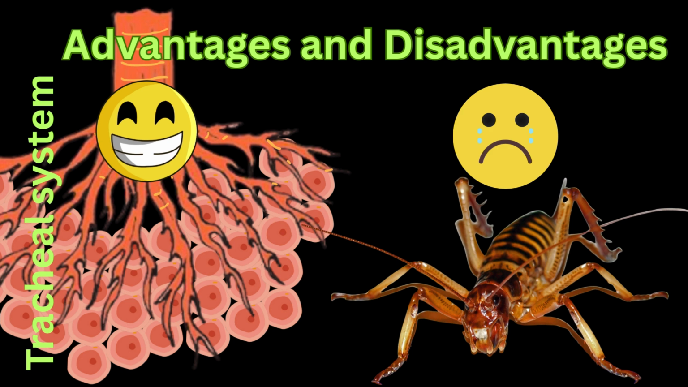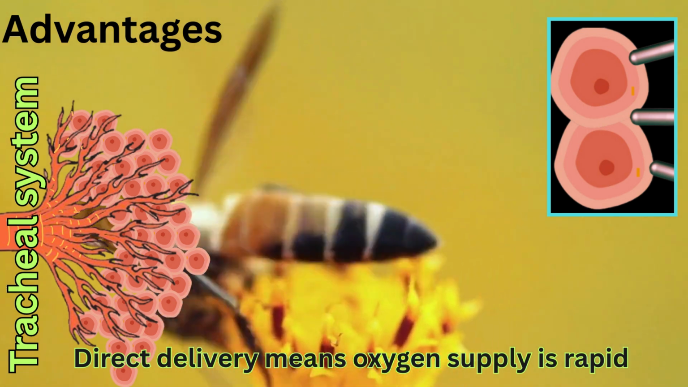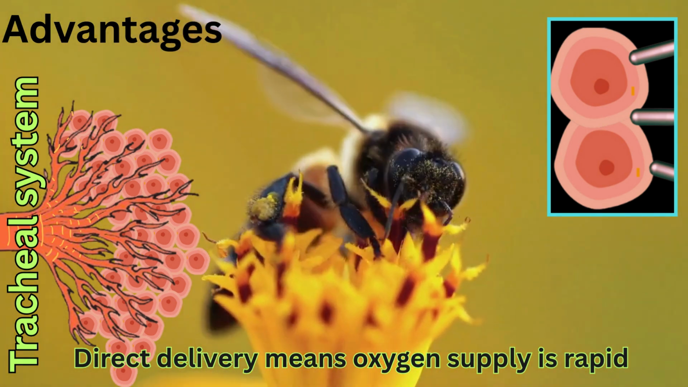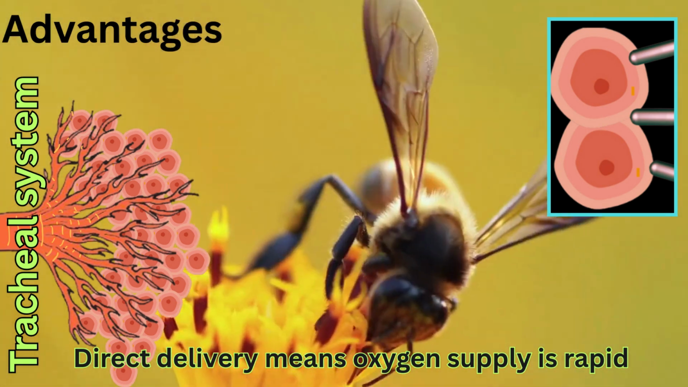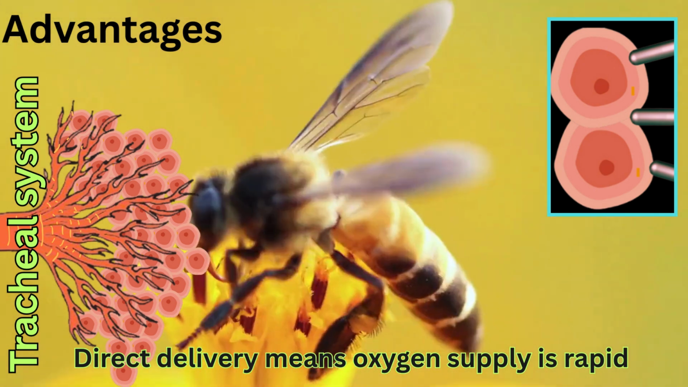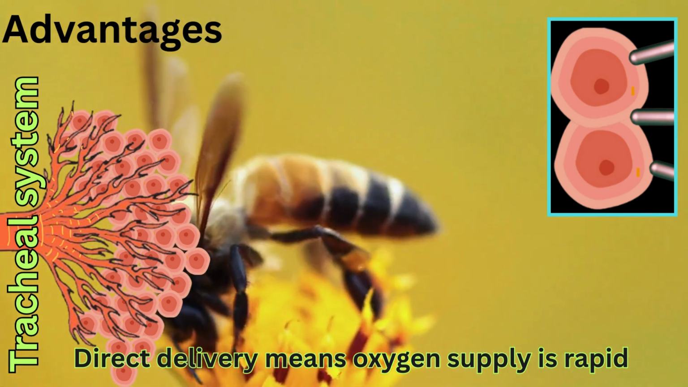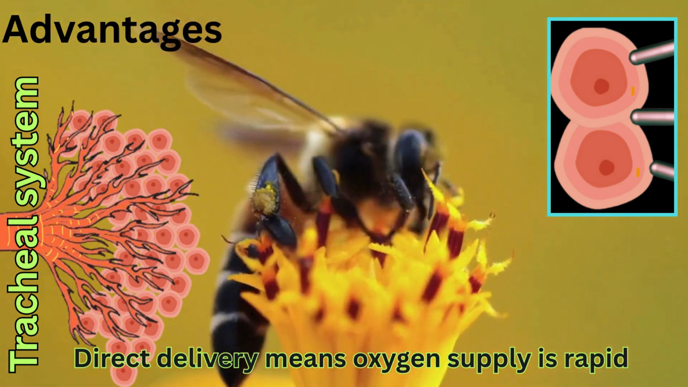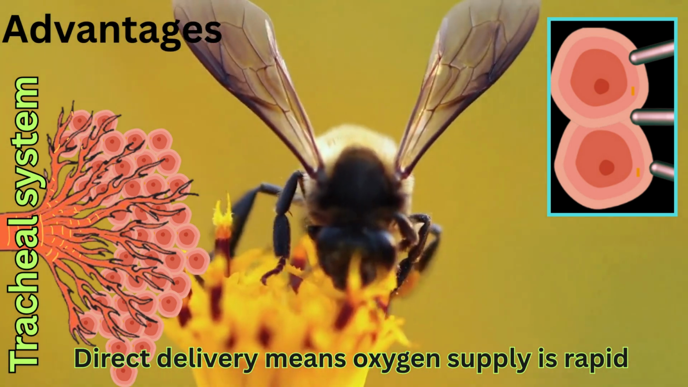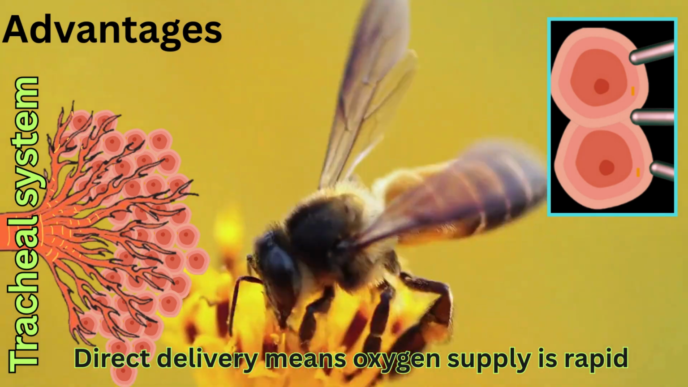Now, let's examine the advantages and disadvantages of the tracheal system in insects for gas exchange. Let us begin with the advantages. The tracheal system is highly efficient for small terrestrial insects because it delivers oxygen directly to individual cells without the need for transport by the circulatory system. This direct delivery means oxygen supply is rapid and not dependent on blood flow, which is particularly useful during sudden bursts of activity such as flight or jumping.